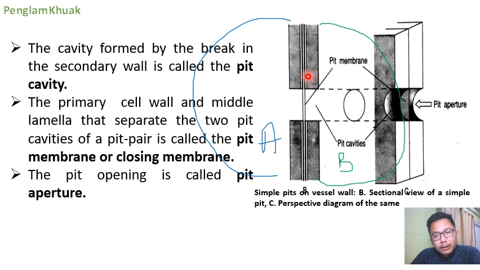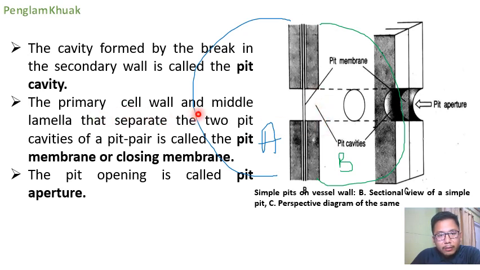Next to that one is the primary cell wall, and in the middle it will be the middle lamella for cell B, and for cell A, the primary cell wall, and after that one, the secondary cell wall, and here the middle lamella will be present. And the cavity formed by the break in the secondary cell wall is called the pit cavity. This cavity is formed due to the absence of secondary cell wall. Because of that, it is called the pit cavity.